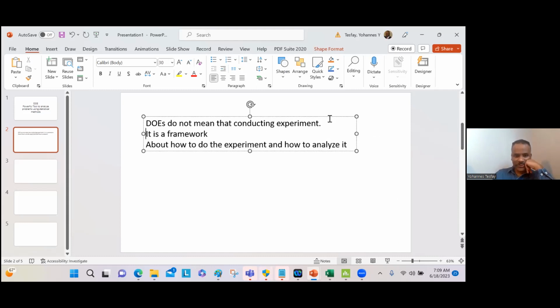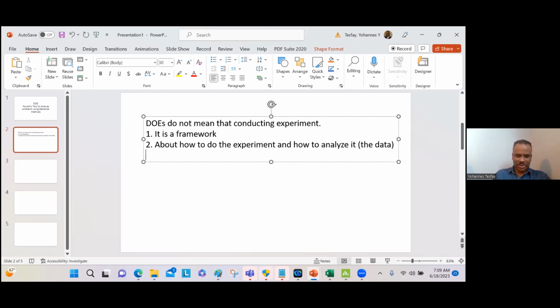Okay, one is framework. And second, it's all about how to analyze the data. Then the third is generate.